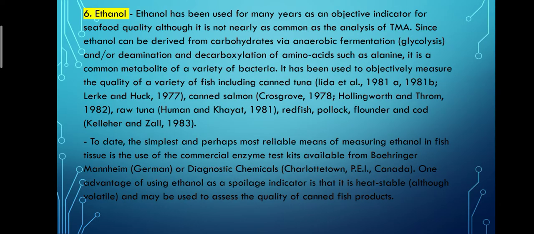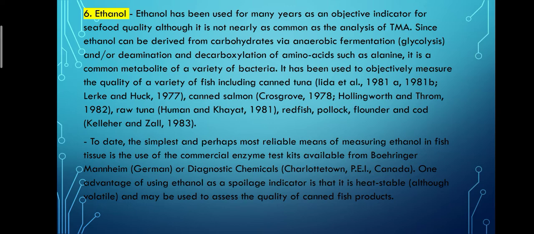Next, we have ethanol. Ethanol has been used for many years as an objective indicator for seafood quality, although it is not nearly as common as the analysis of trimethylamine. Since ethanol can be derived from carbohydrates via anaerobic fermentation and deamination and decarboxylation of amino acids such as alanine, it is a common metabolite of a variety of bacteria. It has been used to objectively measure the quality of a variety of fish, including canned tuna, canned salmon, raw tuna, redfish, pollock, flounder, and cod.